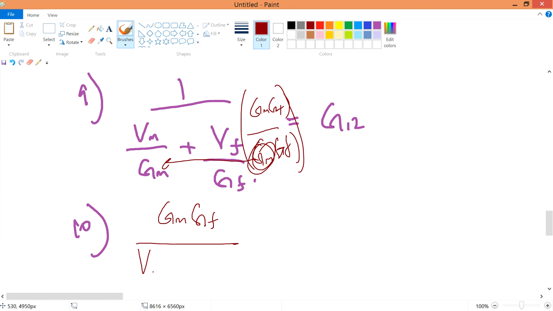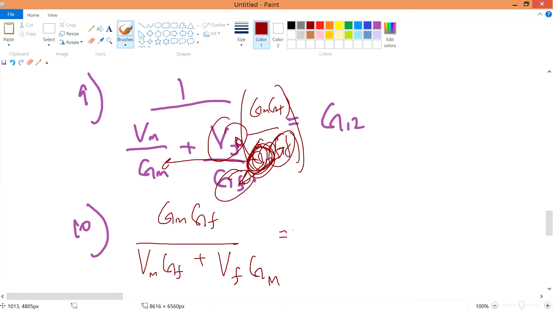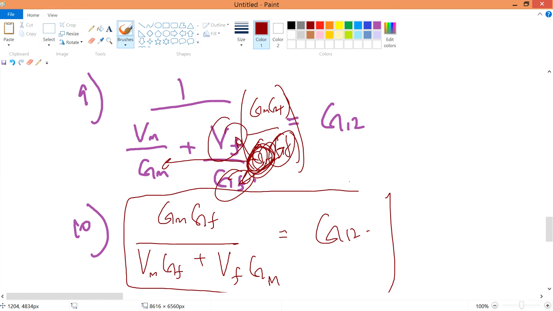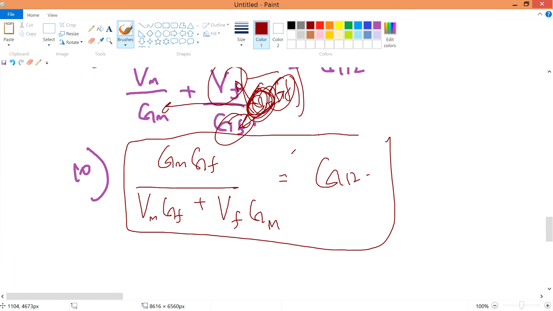This is just pure math now. And then plus, this GF will cancel out with this GF, while this GM will be retained and multiplied with VF. So I will have VF GM, and this is equal to G12. This is the shear modulus equation to get the shear modulus. So this is for shearing.